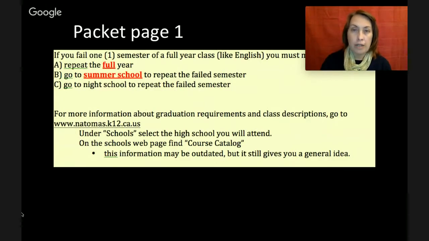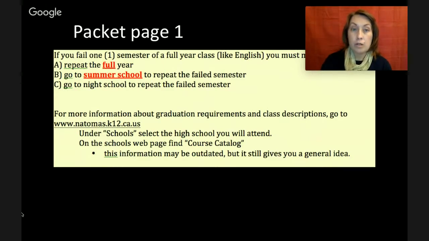There's a couple of ways you can do that. You can repeat the full year. So let's say you fail 9th grade English. Well, when you're in 10th grade, you could make up 9th grade English by taking it again. That's not real great though, because now you're in 10th grade sitting in a 9th grade English class with a bunch of 9th graders. And at the same time, you're having to take 10th grade English. So it's better to just pass the class the first time.